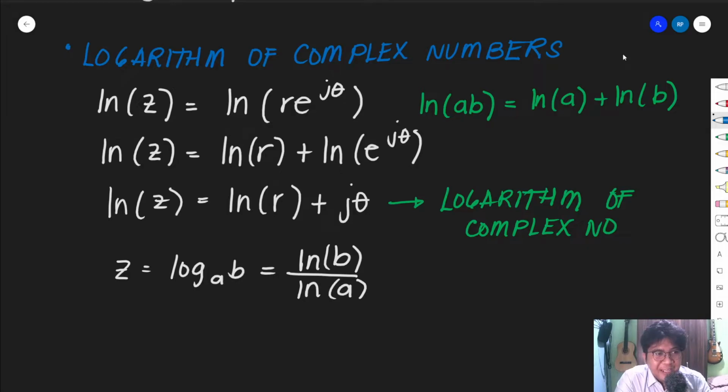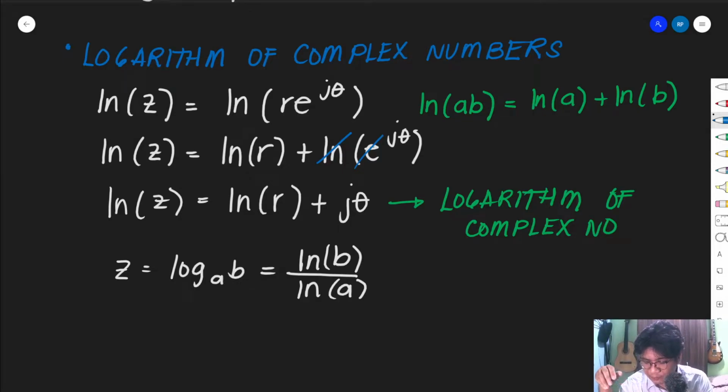So applying that, the natural logarithm of z is equivalent to the natural logarithm of r plus the natural logarithm of e raised to j theta. And alam natin na kapag meron tayong ln e, makakancel siya, leaving the internal function, no? So for the evaluation, we have the natural logarithm of z is equivalent to the natural logarithm of r plus j theta. So this is what we call the logarithm of complex numbers.